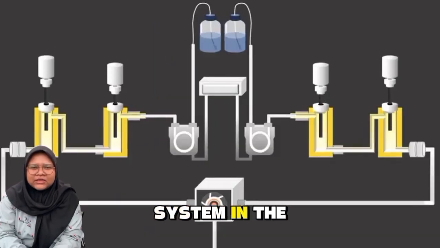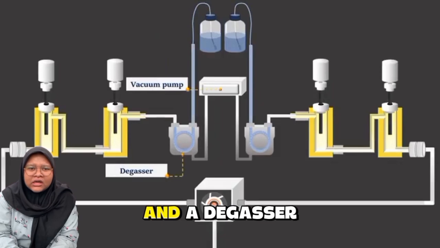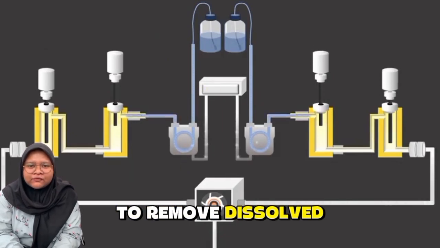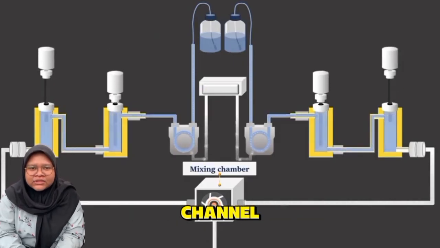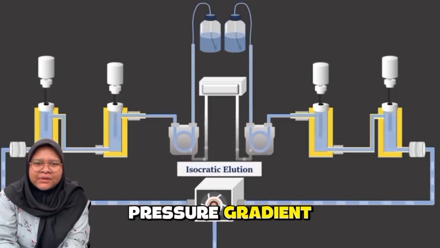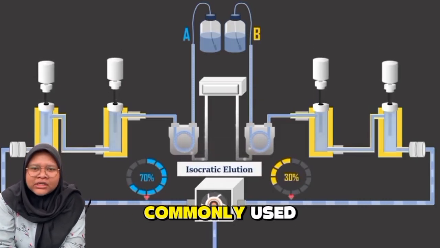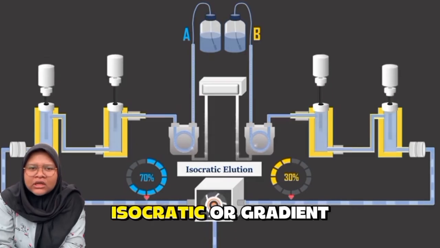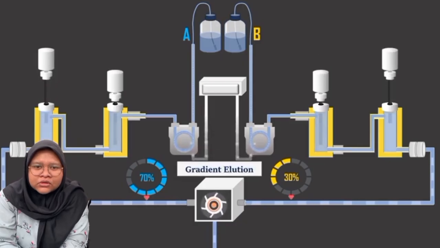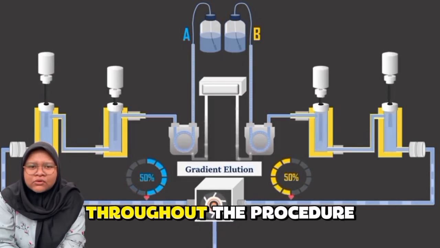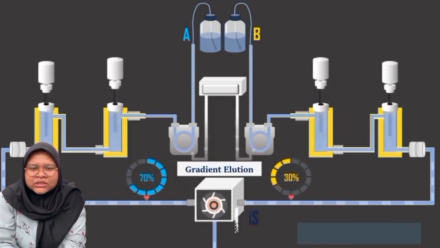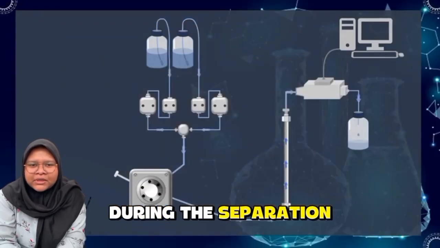In the HPLC system, a vacuum pump and a degasser are connected to the pump and used to remove dissolved gases from the solvent. The pump drives each solvent to the mixer, where mixing takes place under high pressure. HPLC analysis commonly uses isocratic or gradient elution. In isocratic mode, the mobile phase composition remains constant throughout the procedure, whereas in gradient mode, the mobile phase composition is changed during the separation process.